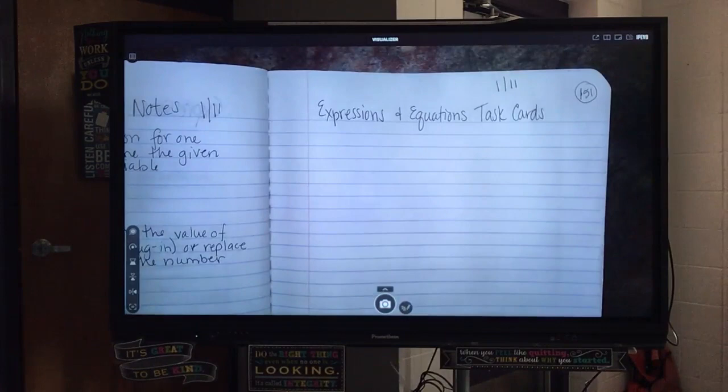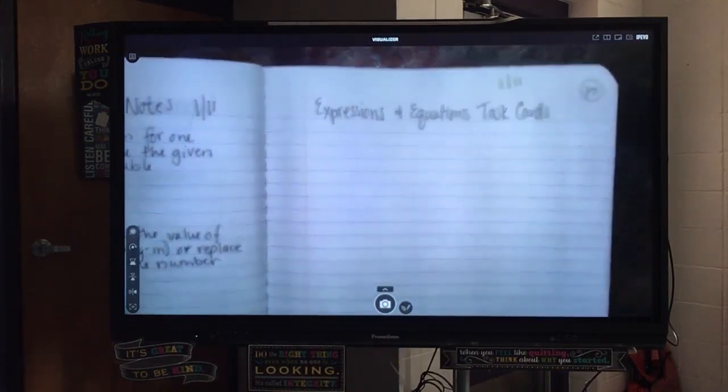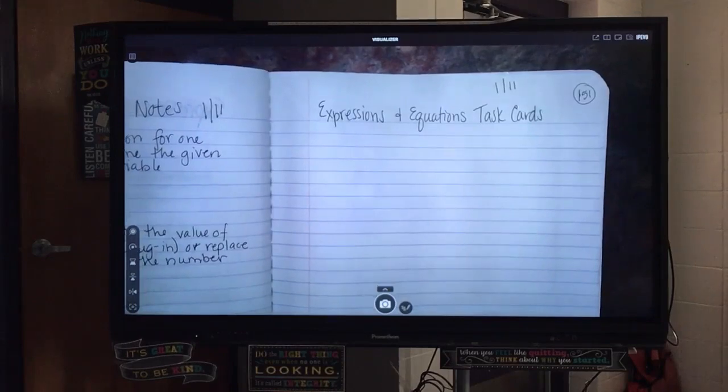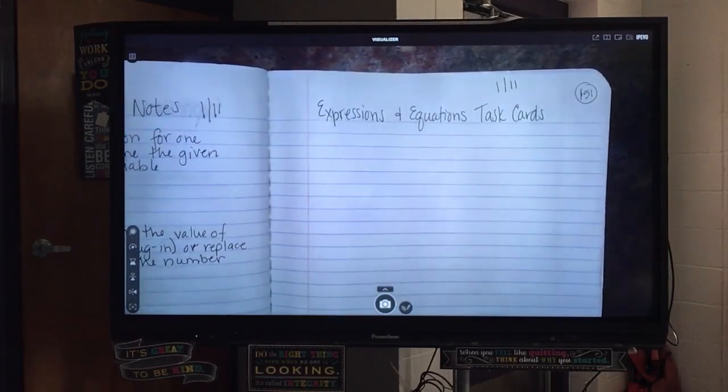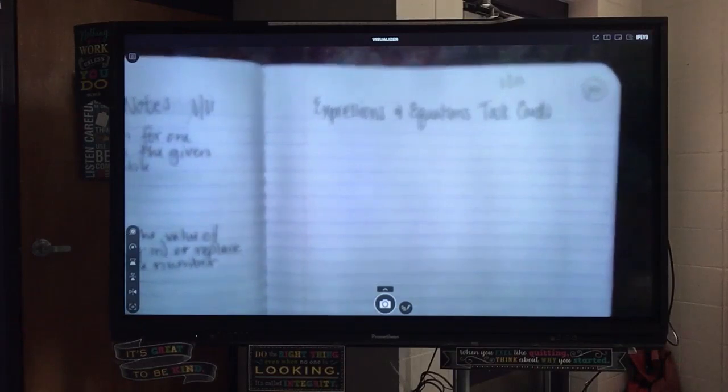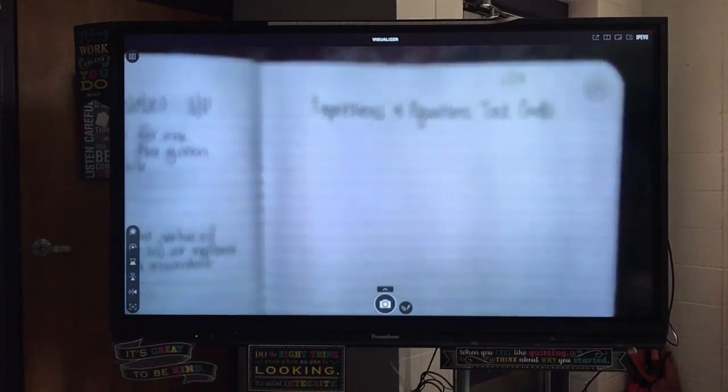Alright, so this is what you're gonna be doing for the remainder of the day. These task cards. We are gonna go over a couple. Obviously I cannot display them here and do the work up here, so I'm gonna write the expression, I'm gonna write all the information, and we're gonna solve them together. A few of them, not all of them, okay?